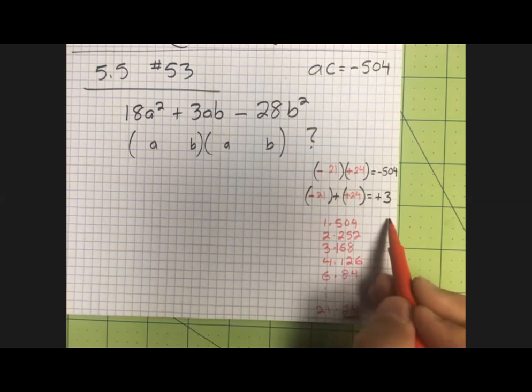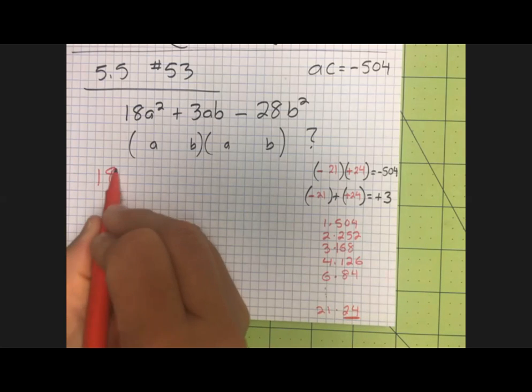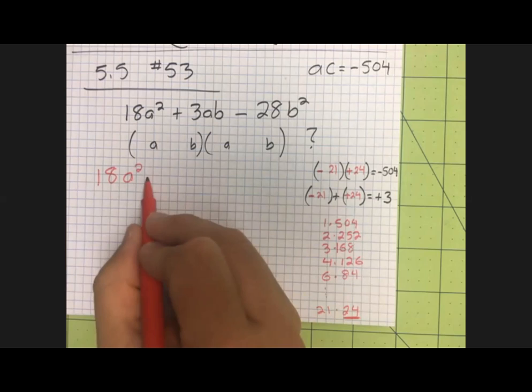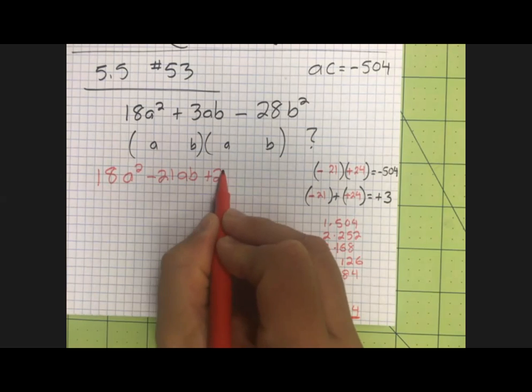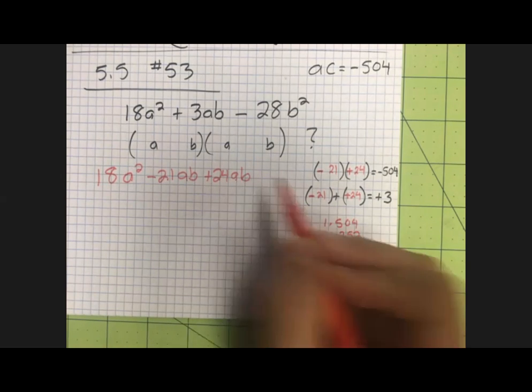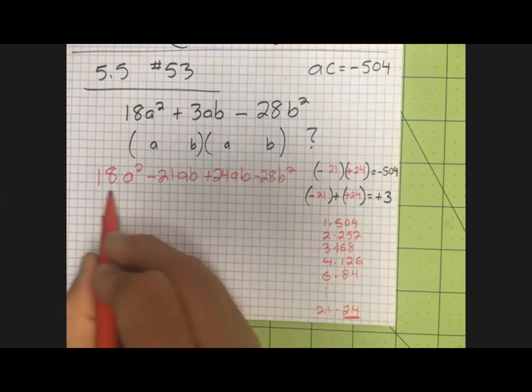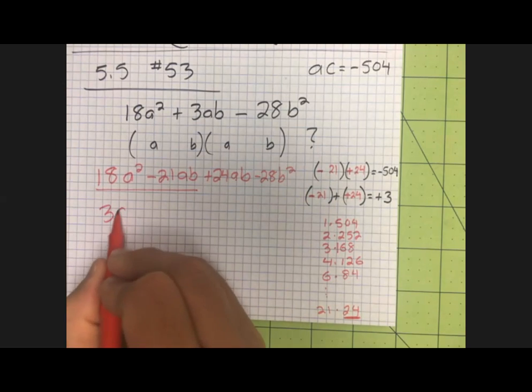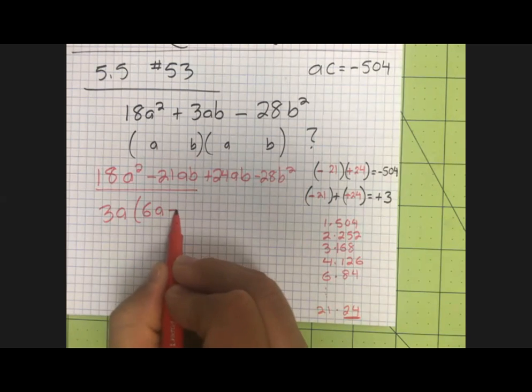Now, this looks like a monster problem, but it took you about 30 seconds to find those numbers. Just keep going through the factors of 504. Now let's try it. 18a squared minus 21ab plus 24ab minus 28b squared. Common factor here is 3a, and that leaves behind 6a minus 7b.